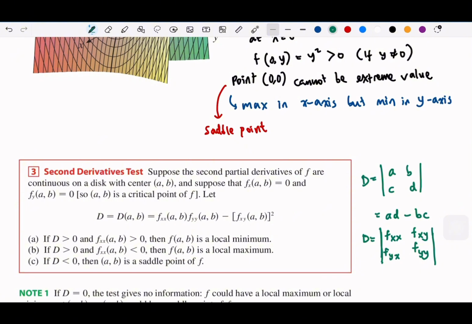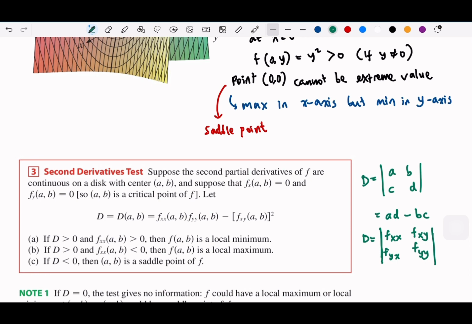So after testing D positive, we then test the partial xx. Actually, it can be partial yy, but let me just use partial xx. Put in the point and test partial xx. If this is positive, this will be a local minimum. If this is negative, this will be a local maximum. And then, if D is less than 0, it must be a saddle point. No need to test partial xx. It must be a saddle point.